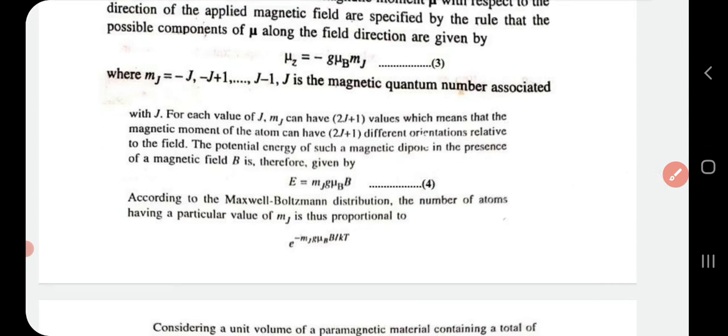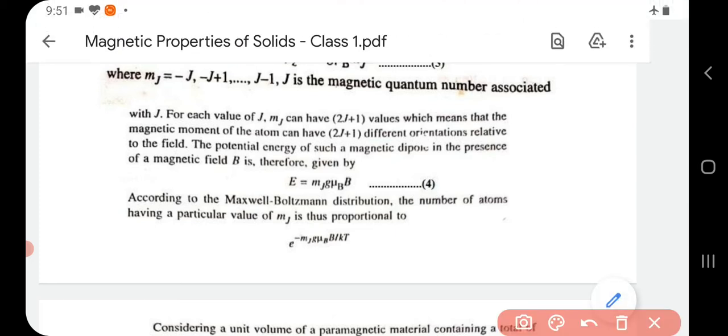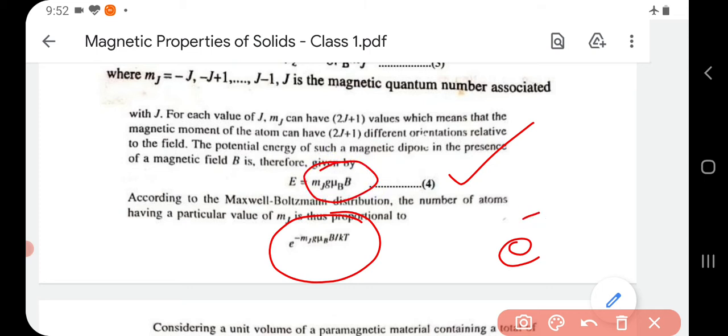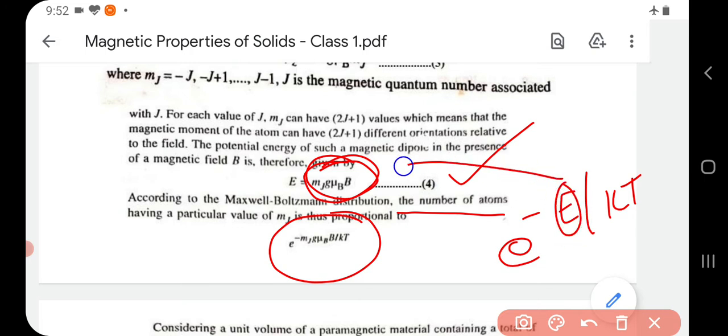The potential energy of such a magnetic dipole in the presence of magnetic field B is given by this expression, that is E is equal to mj g mu b B. Now, according to the Maxwell-Boltzmann distribution, the number of atoms having a particular value of mj is proportional to e raised to minus of E divided by kT, where E is equal to this one. Then you will get this expression. So learn this expression.